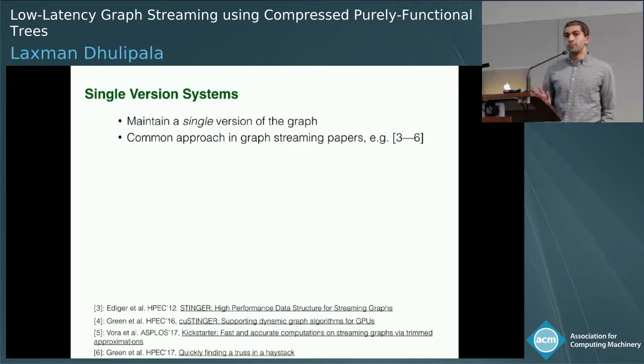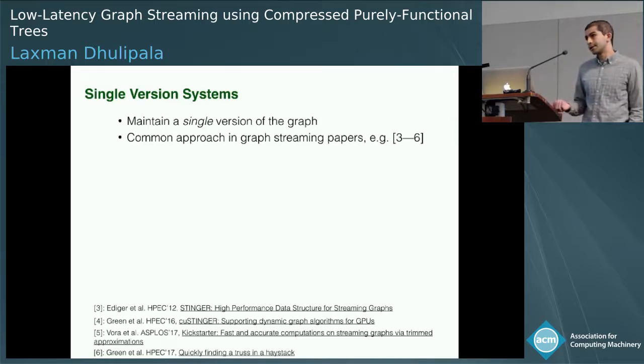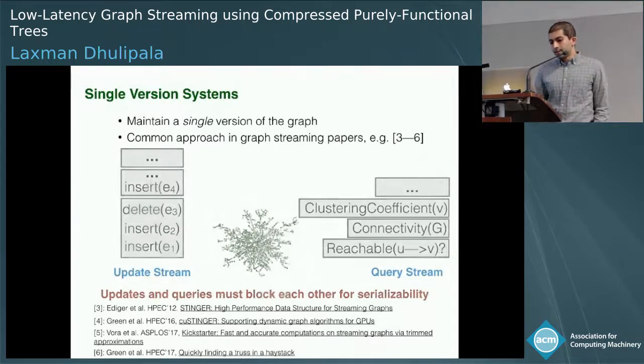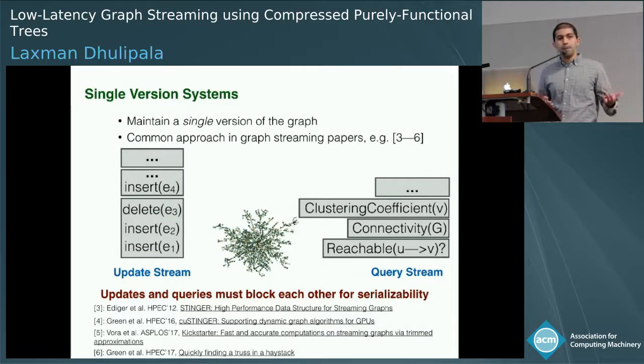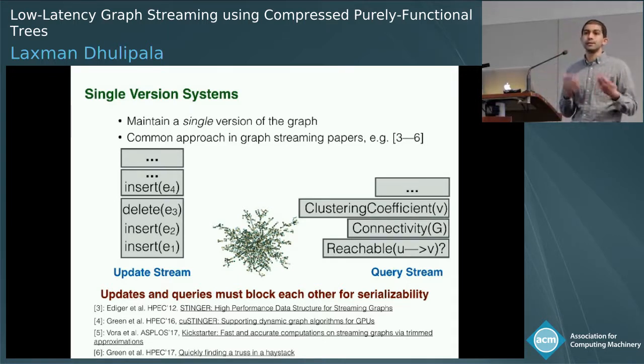I mentioned that this is not a new problem that we're studying. There's many papers out there that propose essentially to build a single version system. As the name suggests, in a single version system, you maintain a single version of the graph, and you share this between the updates and the queries. So when updates arrive, they take a lock on this data structure, on the version, apply themselves, and then release the lock. And similarly, when queries arrive, the queries take an exclusive lock on the data structure and run.